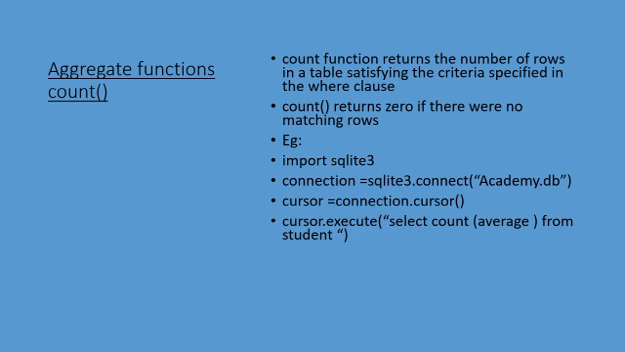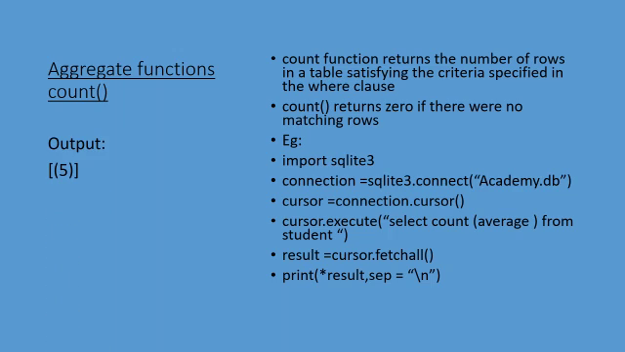cursor.execute select count of average. What's the meaning here? The average column I am going to print, and I am going to count how many. So I have given count of average from student. Here it will display the number of rows, the number of records which satisfy that condition. It won't display the records. Here, I am giving the average column, it just counts the number of records, and gives the answer as a number. So this is called the count function.